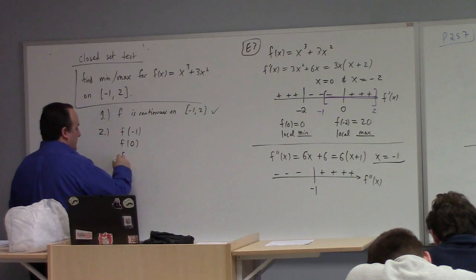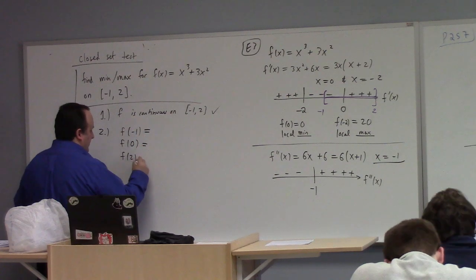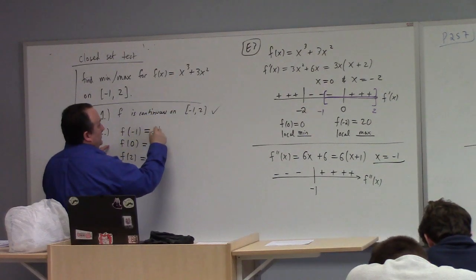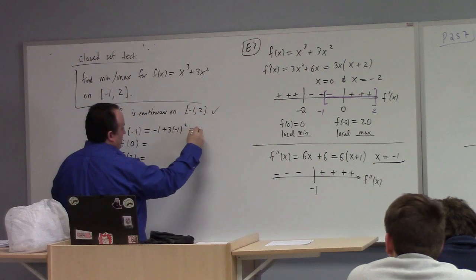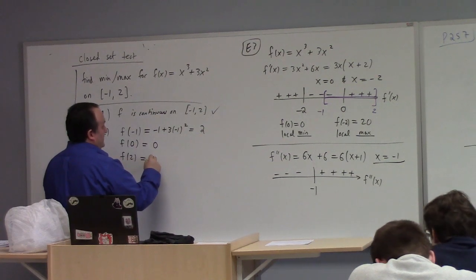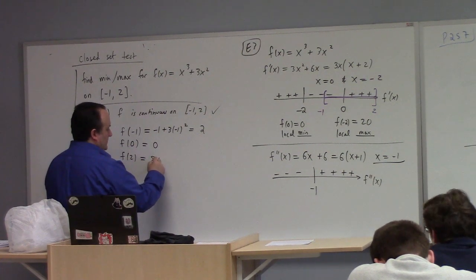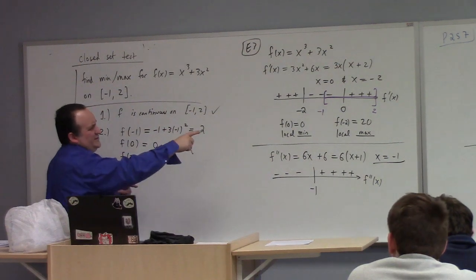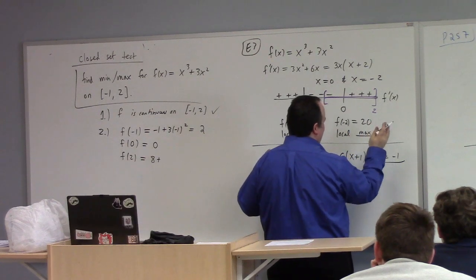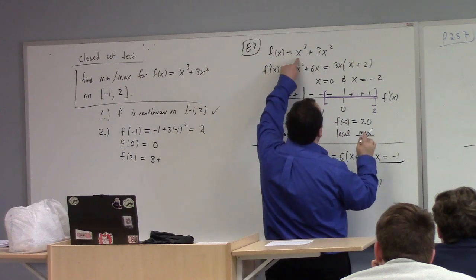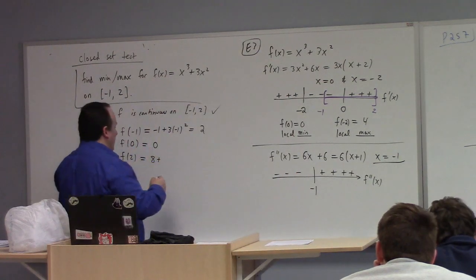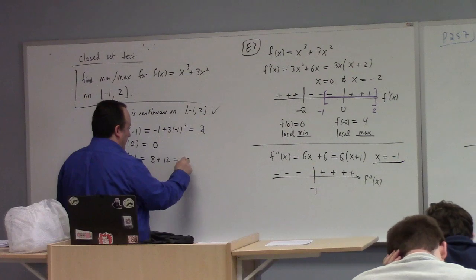And we also need to check the endpoint of 2. And what do we get? You just evaluate and pick winners and losers. We've got minus 1 plus 3 times minus 1 squared, also known as 2. F of 0 is 0. F of 2 is 8 plus... Oh, I shouldn't have said that. This was f of 2, wasn't it? So we already worked that out by accident. Hooray for mistakes. Sorry about that. So 8 plus 12, which is 20, right?